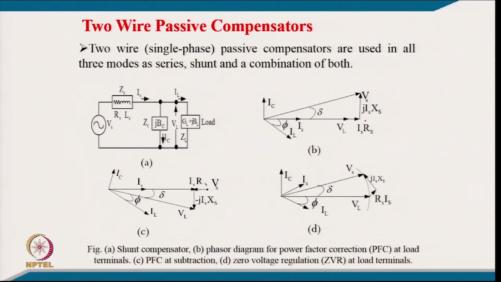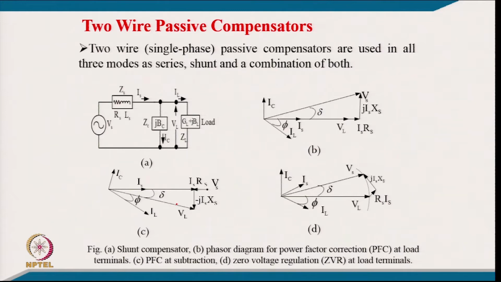Here the supply current is in phase with the load voltage, and here the supply current is in phase with the supply voltage. It means you are correcting the power factor here, and you will require a little higher value of the compensator. Virtually, you have to compensate even the series impedance of the load. So, that is the meaning of this, and this is the phasor corresponding to that.